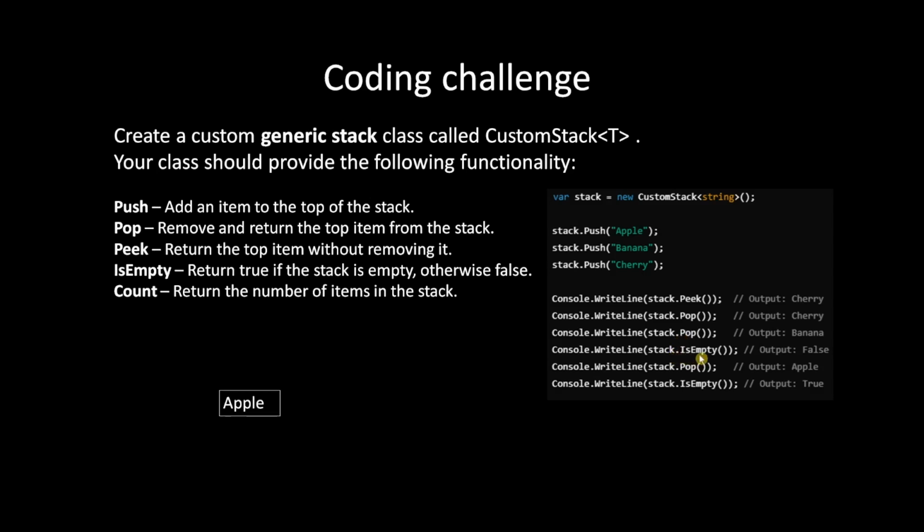Now when we run the IsEmpty method, it should return false because we still have apple over here. When we run this Pop method again, it should return apple and delete apple. And now when we run this IsEmpty function, it should return true. So hopefully this makes sense. Let me know how you get on with the coding challenge.